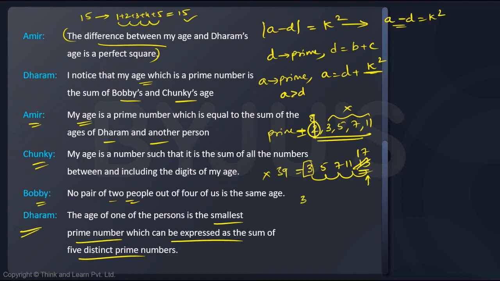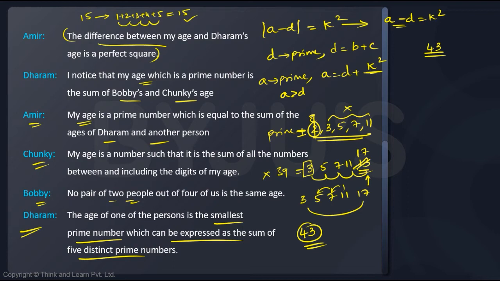So now you'll be looking at 3, 5, 7, 11, 17. 17 plus 3 is 20, 20 plus 11 is 31, 31 plus 7 is 38, 38 plus 5 is 43. So now you can see that one person's age is 43. Who is 43 we don't know, but one of the persons' ages is 43, right? We got this 43.